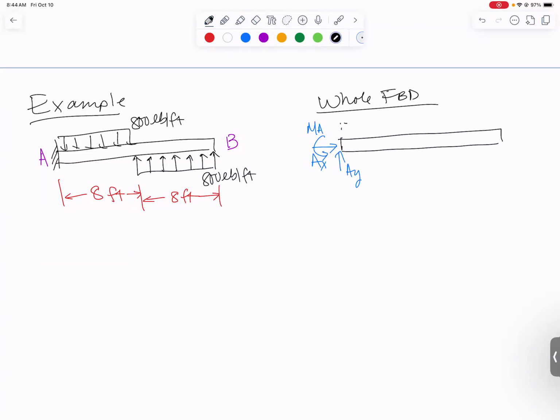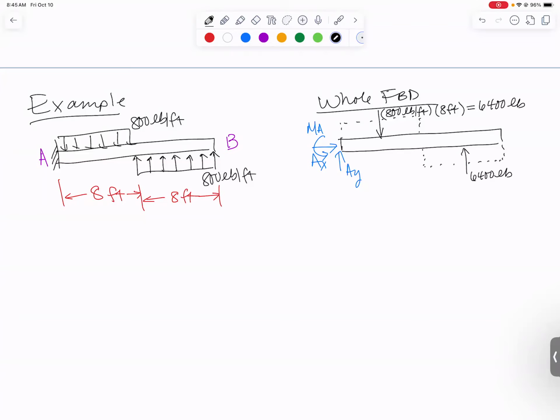I'm going to replace my distributed loads with equivalent point loads. So that's using the area underneath that loading curve. It'll be 800 pounds per foot times, looks like it acts over 8 feet, which gives me a grand total of 6,400 pounds. And the other one on the bottom looks just like it. Also going to be 6,400 pounds in the other direction.